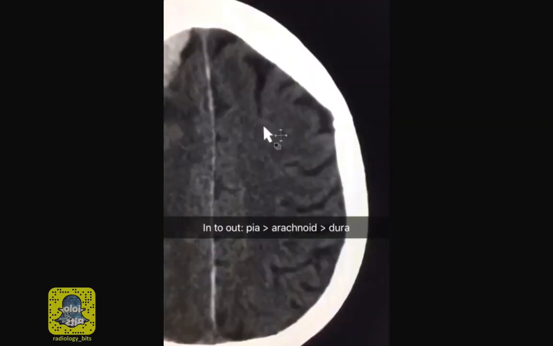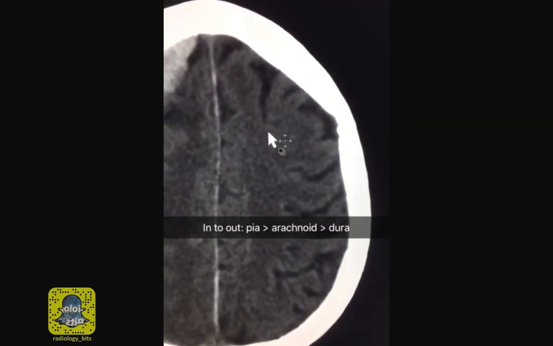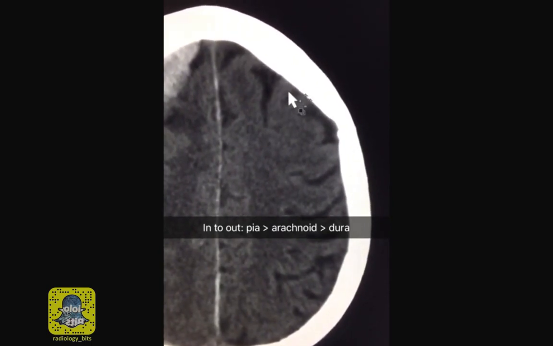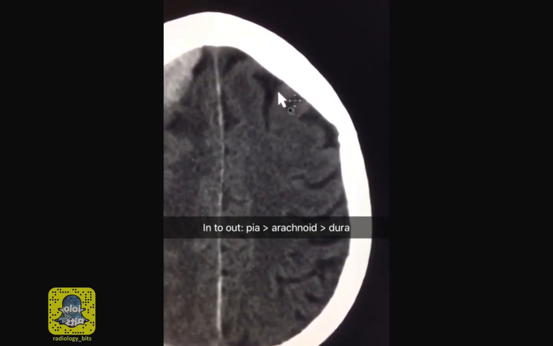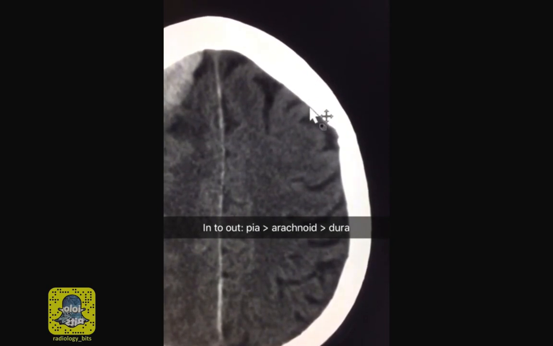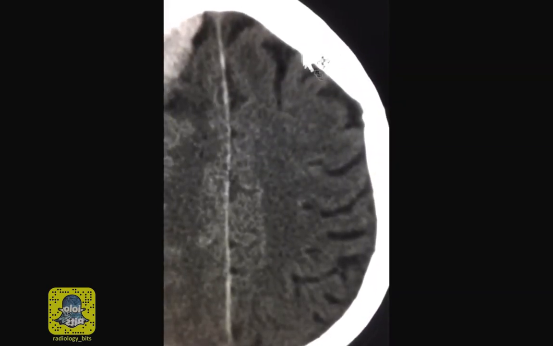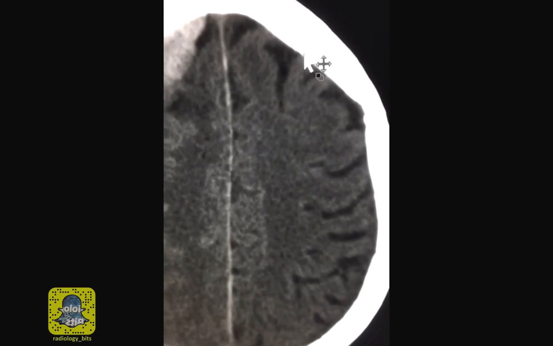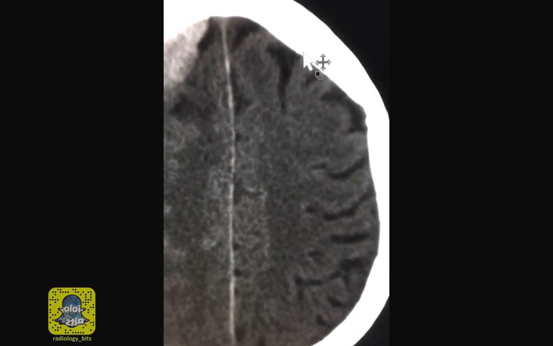The meningeal anatomy, as we know from inside outside, is the pia mater, arachnoid, and dura. So the most external membrane is the dura, and this dura is tightly stuck to the bone. It's adherent to the bone.